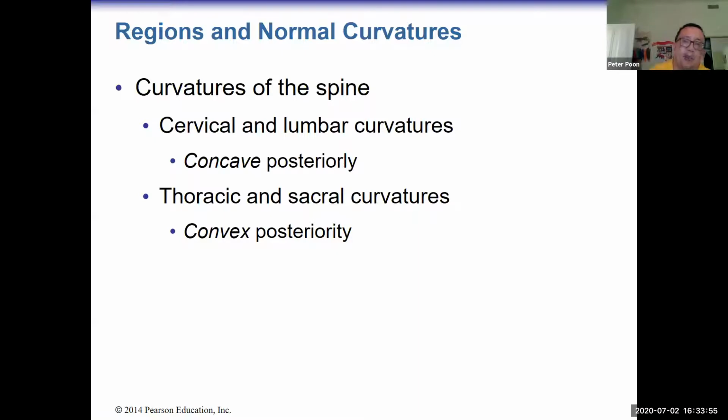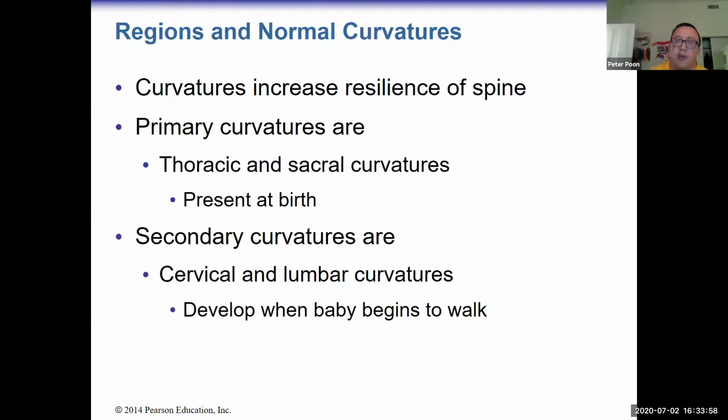To stand up, we have to develop new curvatures. The primary curvatures are naturally present. The secondary curvatures, the cervical and lumbar curvatures, develop over time. The first curvature to develop is the cervical curvature. That curvature allows you to hold your head up, and babies are all approximately able to hold their head up at about 6 months of age. That's when the cervical curvature develops.